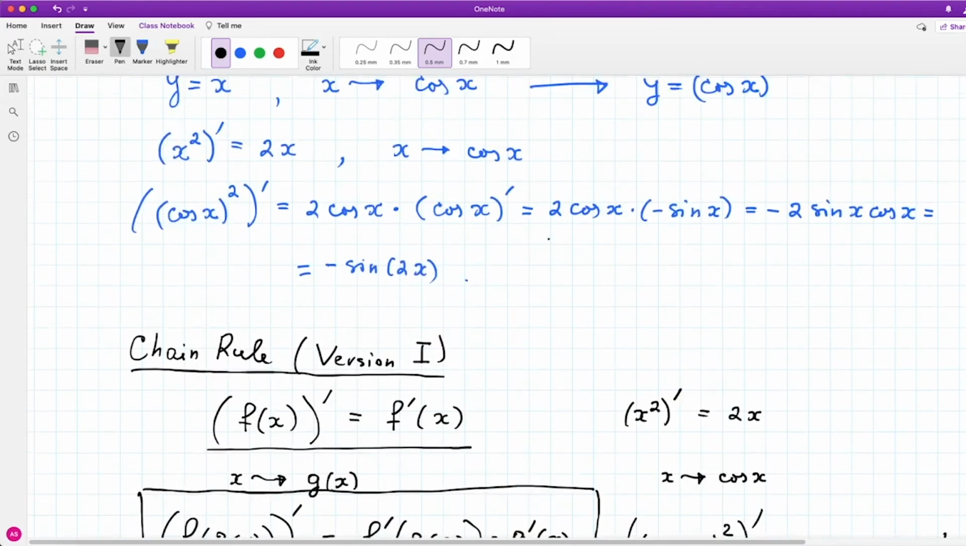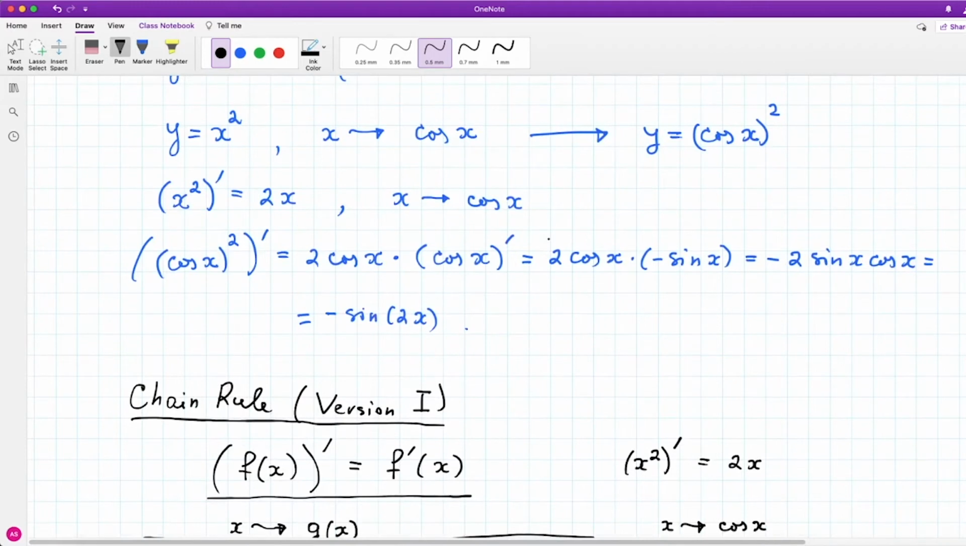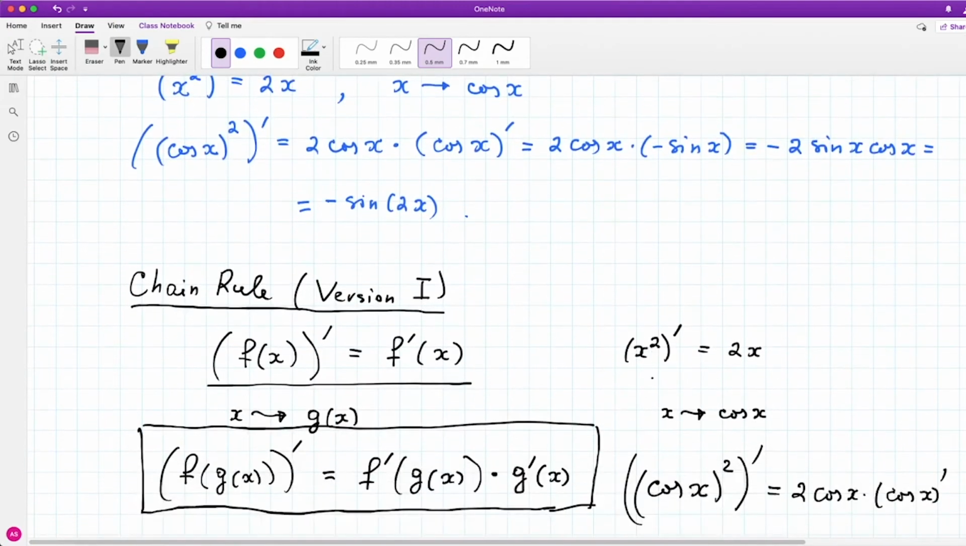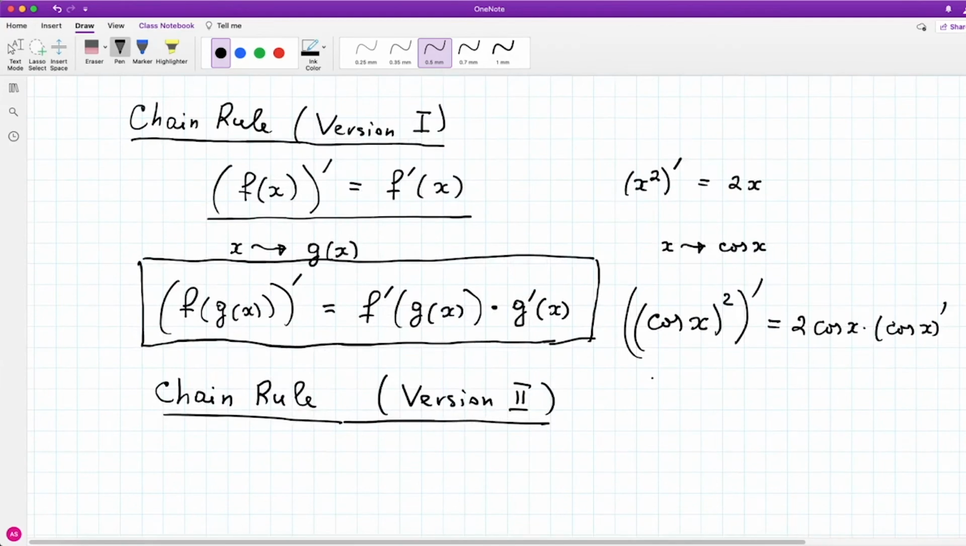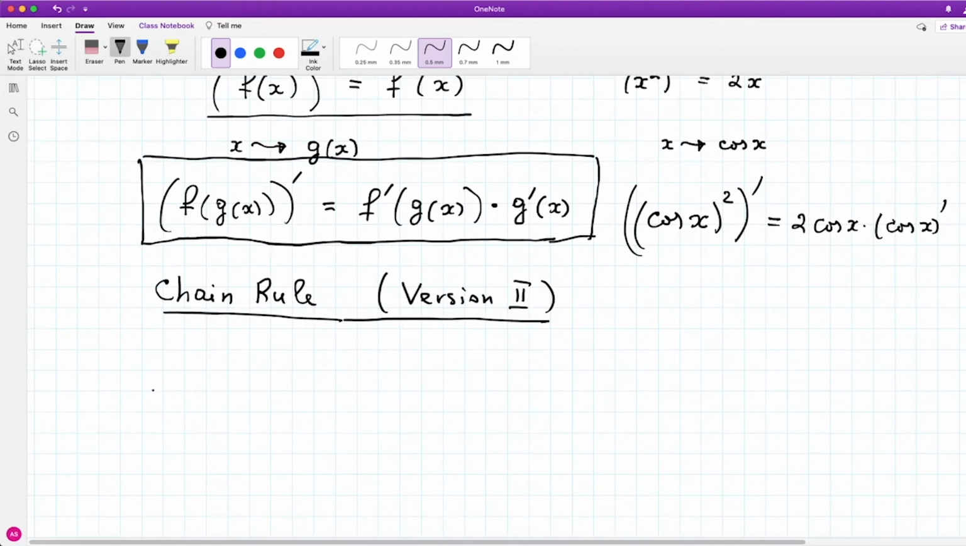In fact, we don't really need to use the exact same letter everywhere, we don't really need to use x everywhere in this example. So here's a different version which you may find a little bit easier to understand. Again, I'm going to start with the function y equals cosine of x squared.